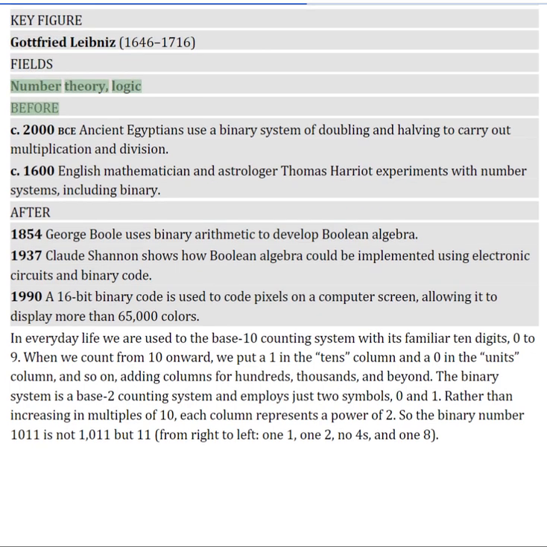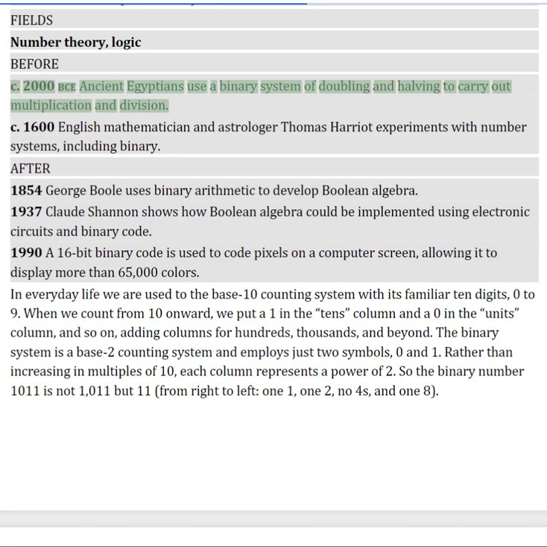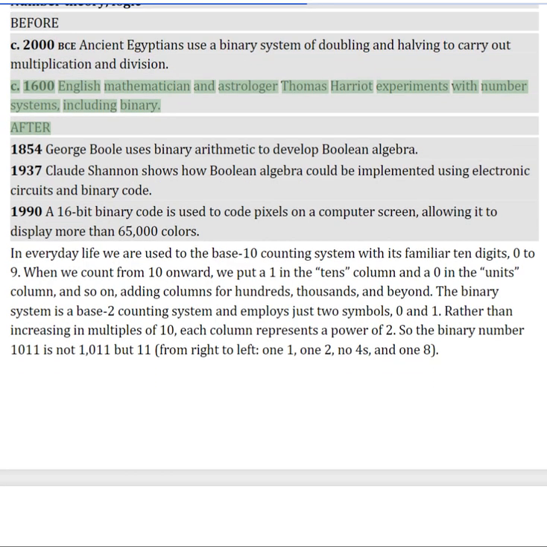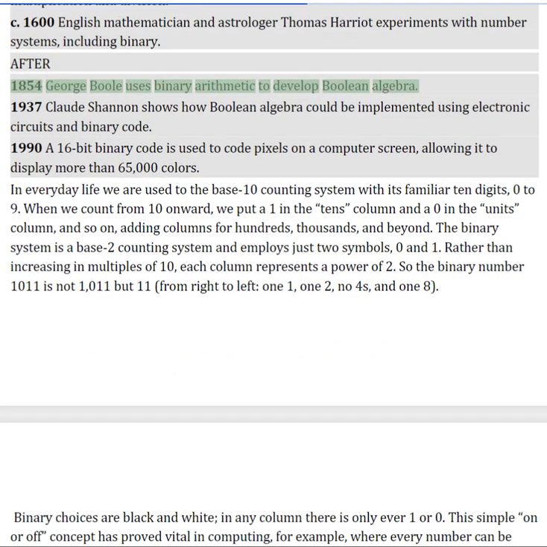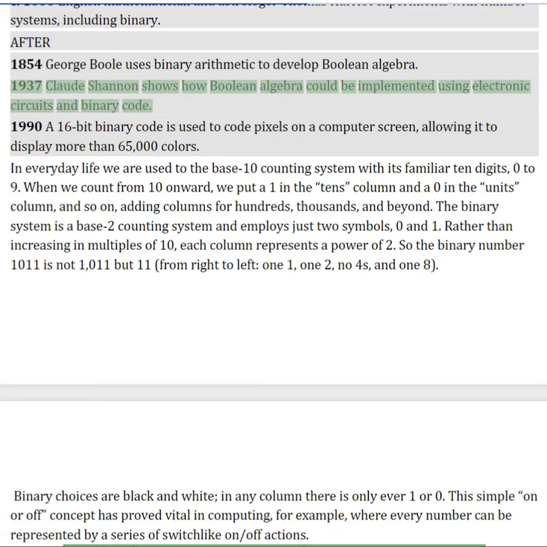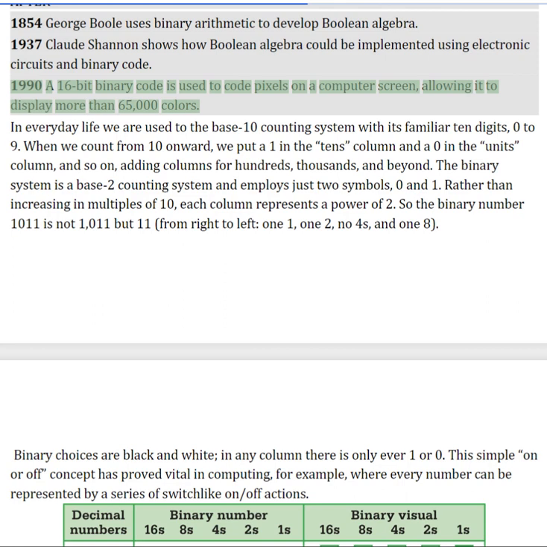Number theory, logic before. Circa 2000 BC, ancient Egyptians use a binary system of doubling and halving to carry out multiplication and division. Circa 1600, English mathematician and astrologer Thomas Harriot experiments with number systems, including binary. After 1854, George Boole uses binary arithmetic to develop Boolean algebra. 1937, Claude Shannon shows how Boolean algebra could be implemented using electronic circuits and binary code. 1998, 16-bit binary code is used to code pixels on a computer screen, allowing it to display more than 65,000 colors.